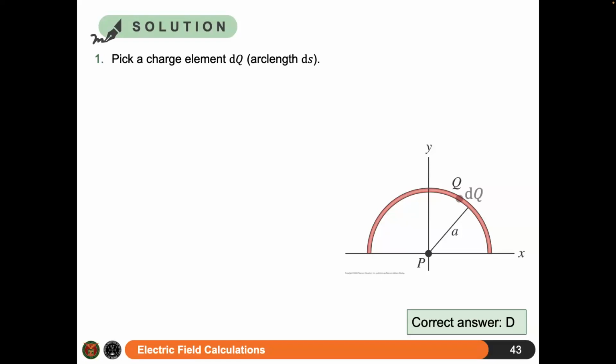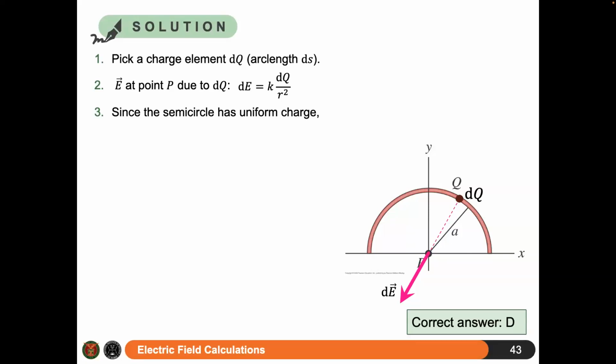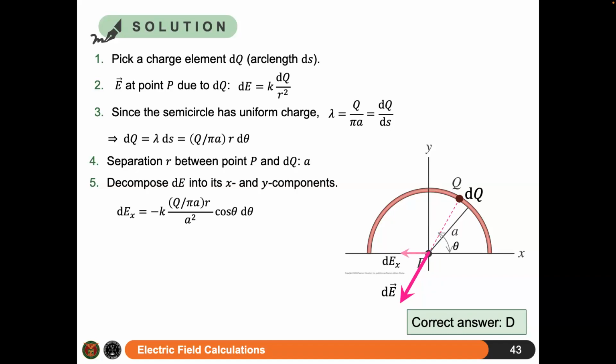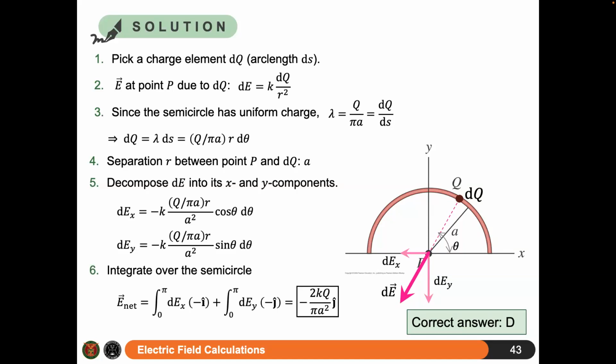So, pick a charge element with arc length ds. The electric field at that point due to dq is given by the following. Okay. Since the semicircle has uniform charge, we apply this q over L, where L is pi a. And we find the separation distance to be just r. Or the a pala, yung radius lang. We decompose yung components, x and y, and we integrate over the circle.